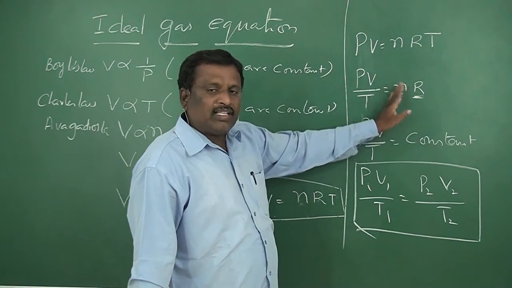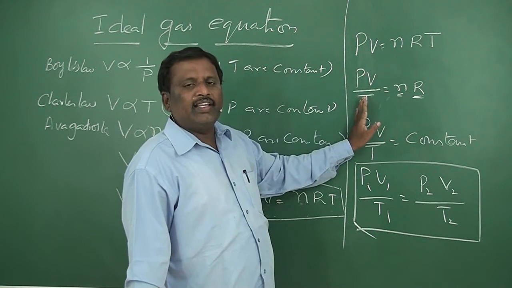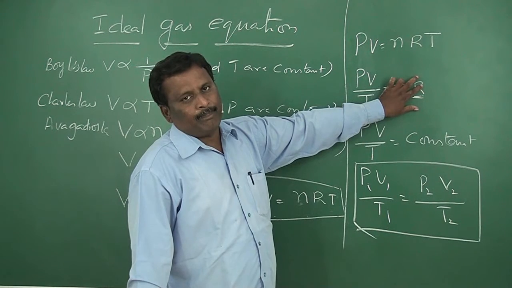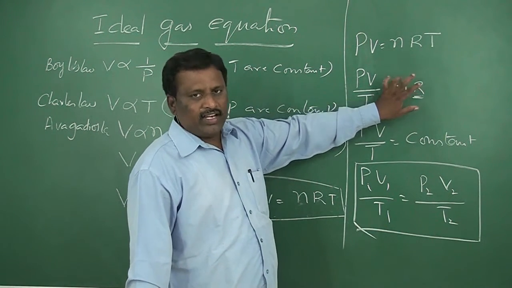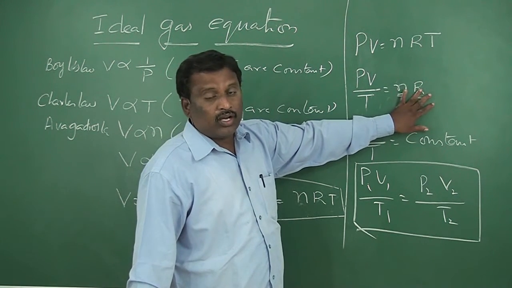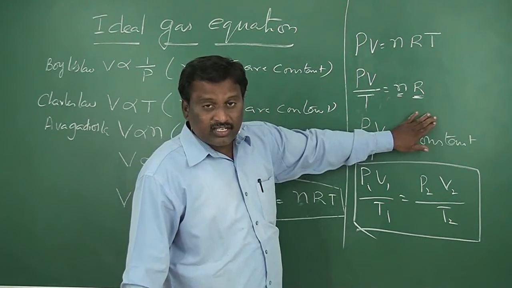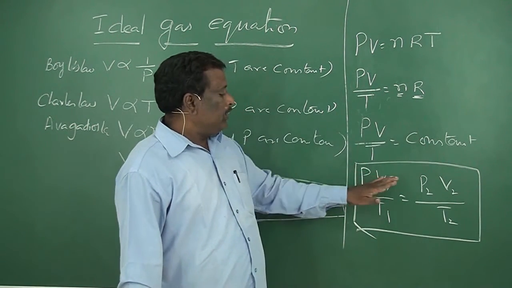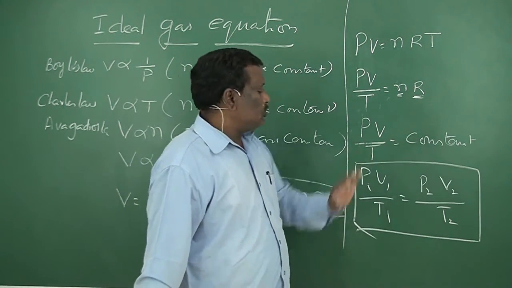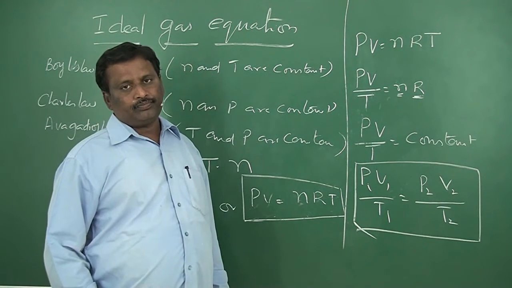PV by T is equal to nR, where P is the pressure of the gas, V is the volume of the gas, and T is absolute temperature, where n is the number of moles and R is constant. For a given mass of gas, n is constant. So n is constant and R is also constant. Instead of two constants, you can use a single constant. That means PV by T is constant, or P1 V1 by T1 will be equal to P2 V2 by T2. This is another form of the ideal gas equation.